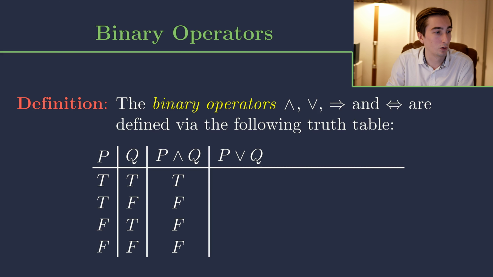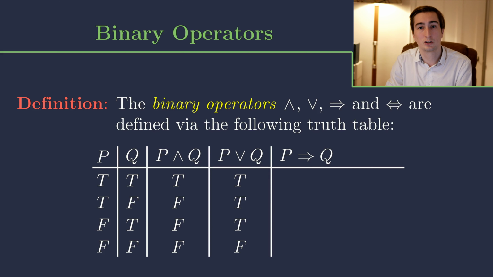So what about our logical OR operator? Well, our logical OR operator is going to be true when either p is true or q is true. So it immediately follows that the first three values are true, because in this case they're both true, in this case p is true, in this case q is true, and in the final case, p is false and q is false, so they're both false, which means that the overall OR operator is false.